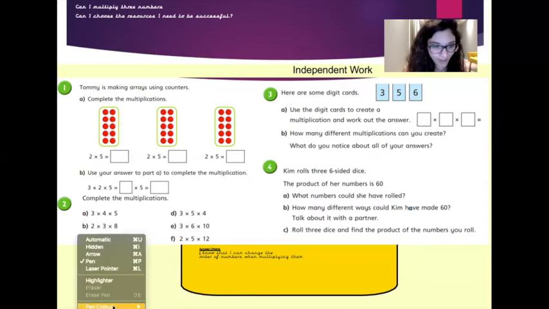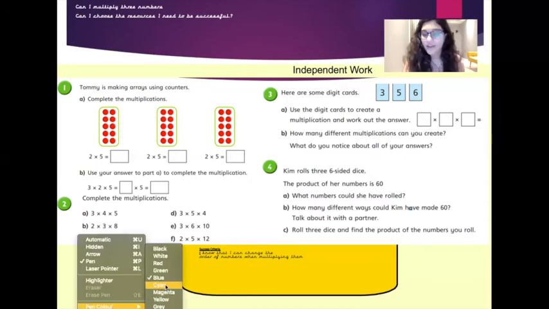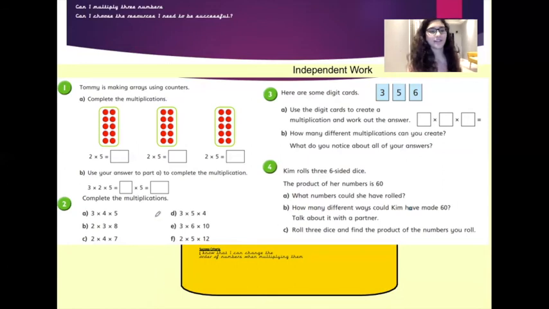So, what colour haven't I used yet? I don't know what colour this is. Cyan. Let's try that. Okay, number 1. Tommy is making arrays using counters. So the red dots are counters. Complete the multiplications. A. 2 times 5. 2 times 5 would be 10. Oh, it's a lovely light blue. 2 times 5 equals 10.